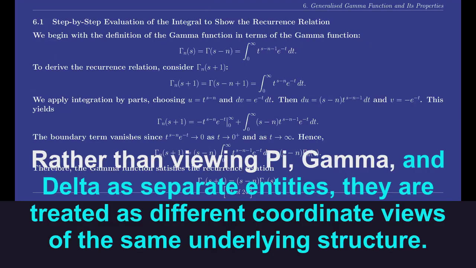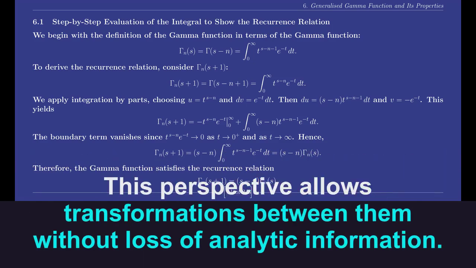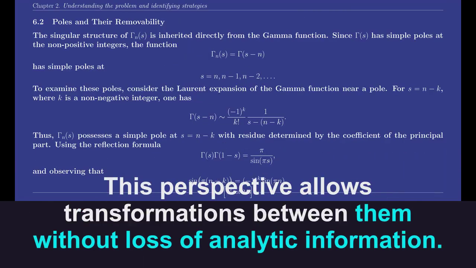The discussion then addresses boundary behavior explicitly. As the real part of the complex variable approaches extreme values, factorial damping becomes increasingly significant. This behavior constrains the analytic freedom of the zeta function, narrowing the regions where non-trivial behavior can arise.